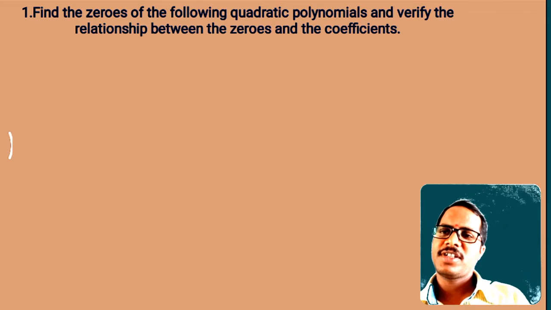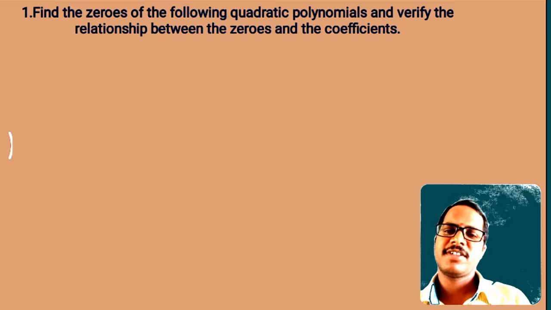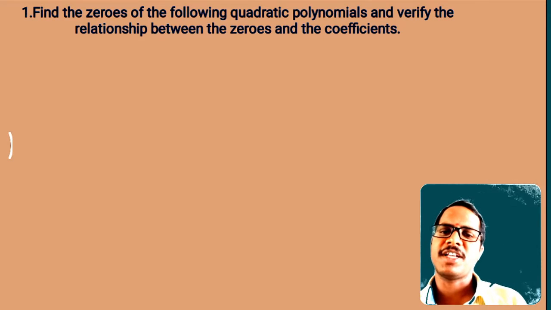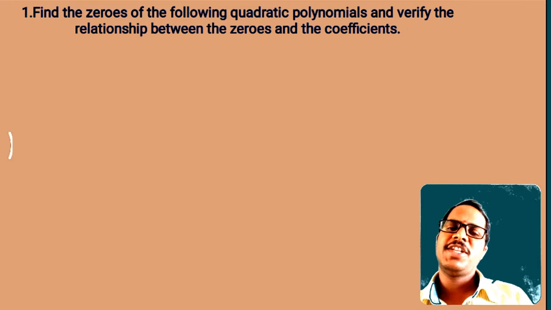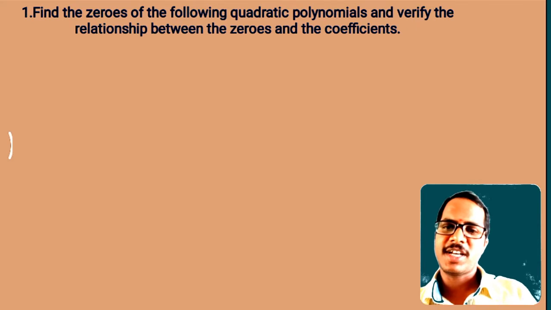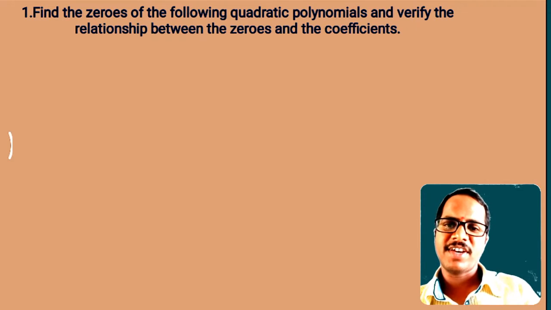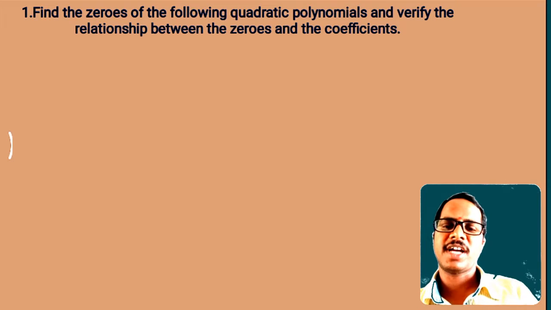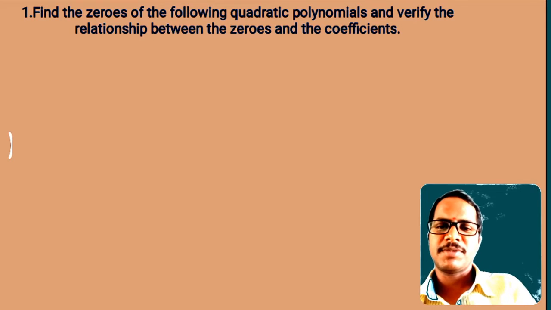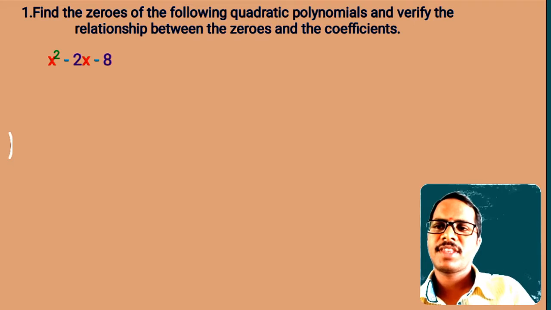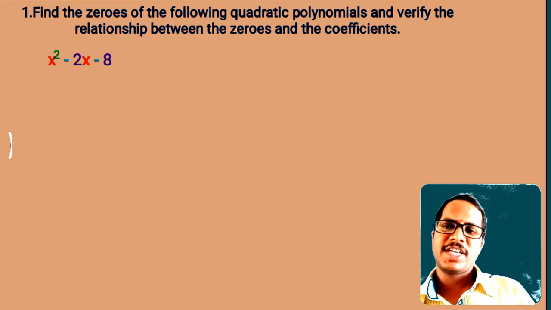Find the zeros of the following quadratic polynomials and verify the relationship between the zeros and the coefficients. Here we are given some quadratic polynomials and we need to find the zeros of those polynomials, and then we need to verify the relationship between the zeros of the quadratic polynomial and its coefficients. So let us first see the first problem from the first bit. The first problem is given as x square minus 2x minus 8.